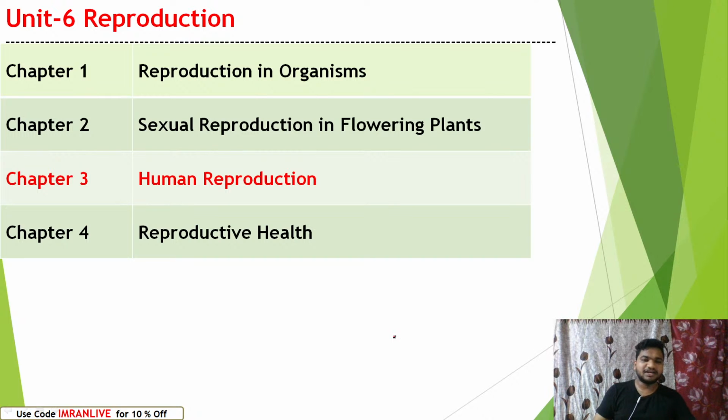Yes, we are dealing with class 12 NCERT, that is unit number 6, reproduction. In this unit, we started chapter number 3, that is human reproduction. We are dealing with chapter number 3, human reproduction. You need not worry, the complete syllabus will be covered, the entire syllabus will be covered.